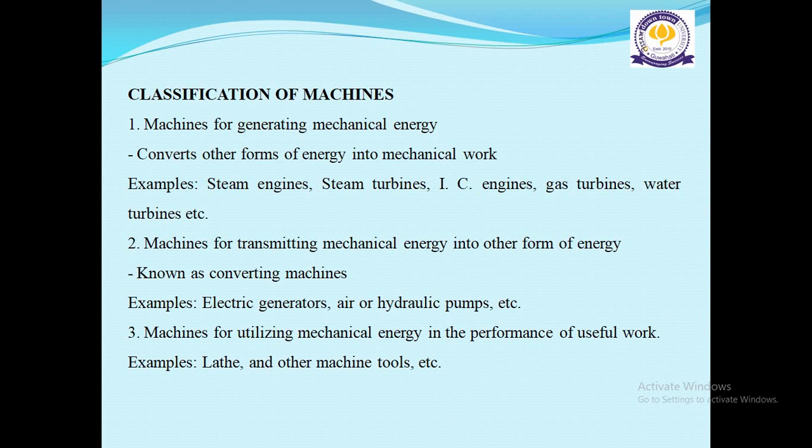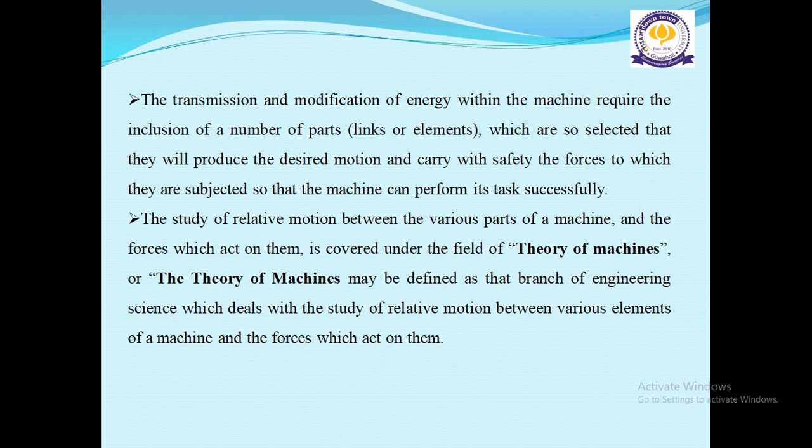Number 3 is machines for utilizing mechanical energy in the performance of useful work. Examples: lathes and other machine tools, etc. The transmission and modification of energy within the machine require the inclusion of a number of parts, that is, links or elements, which are selected so that they will produce the desired motion and carry with safety the forces to which they are subjected, so that the machine can perform its task successfully.